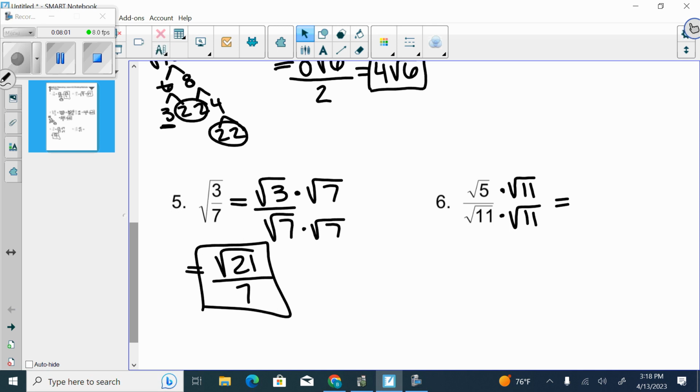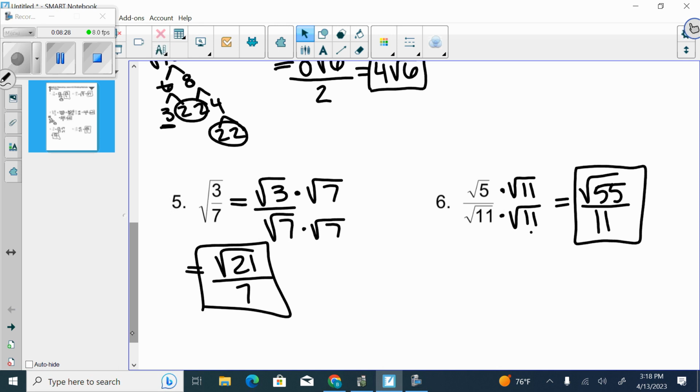All right, so in the numerator, what do we get? 55. So square root of 55. All right, and in the bottom, what do we have? And what is the square root of 121? 11. Right. Is there anything we could split that into? No. 5 and 11, but is either that going to give us pairs? No. So that's it. We're done.